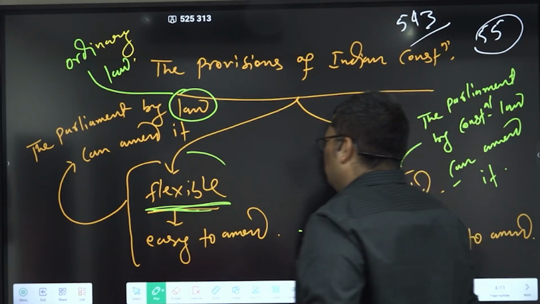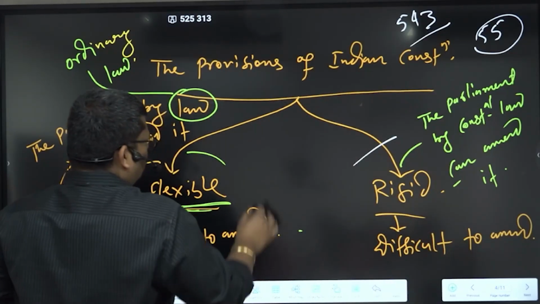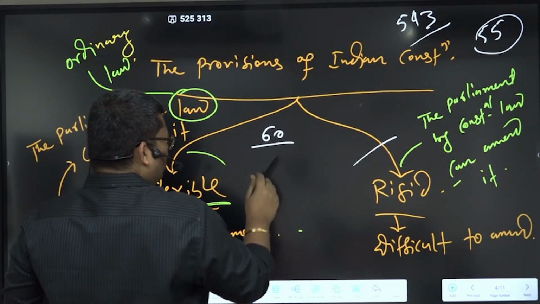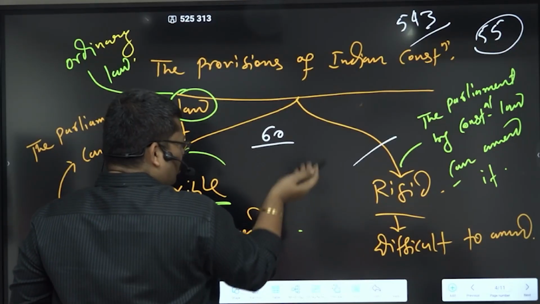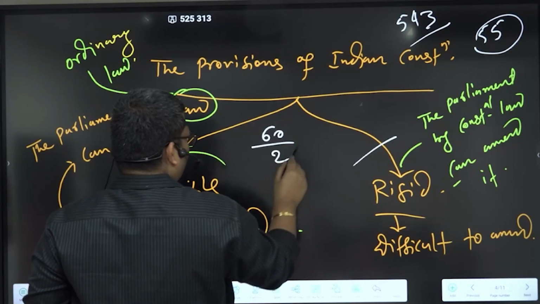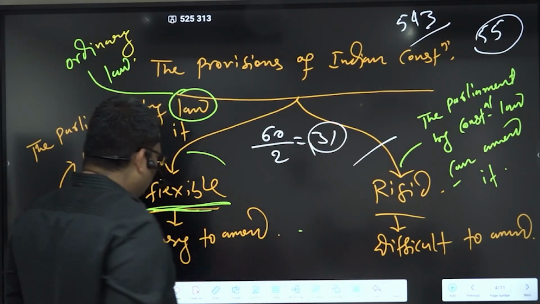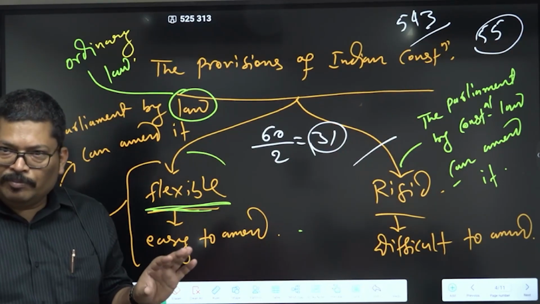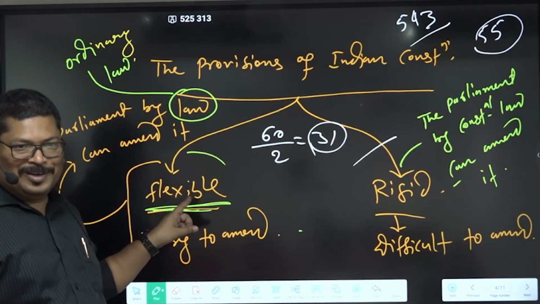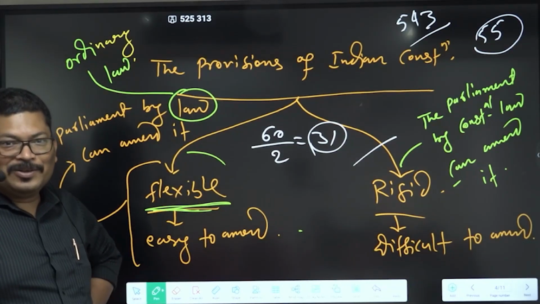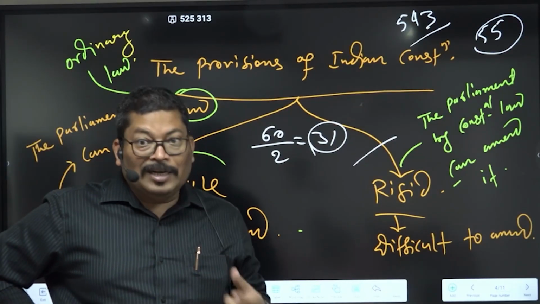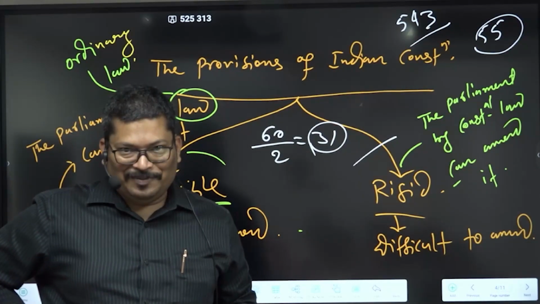Anyway, even if suppose 60 members are present and taking part in Lok Sabha, more than 50% of this 60 is 31. So even with the help of 31 members of Lok Sabha, a flexible provision of Indian Constitution can be amended. So don't you think such provisions are very much easy to amend? That's why they are called flexible provisions.